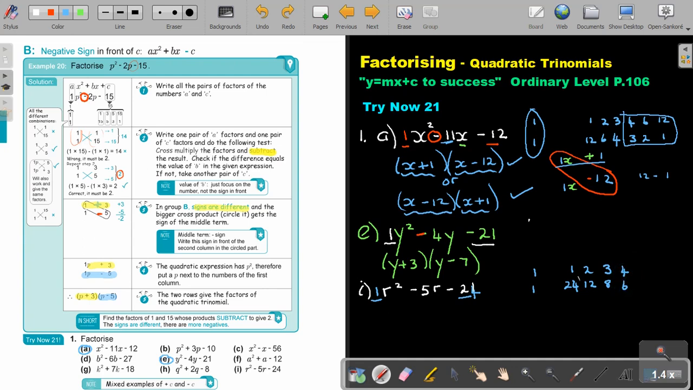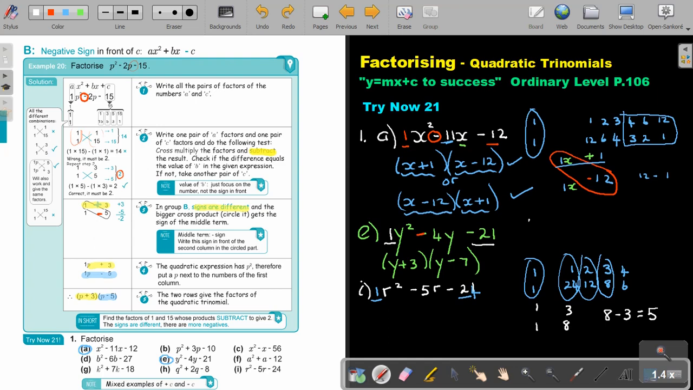Okay, again, you can actually just check it like this. This is 24 minus 1, that's 23. This is 12 minus 2, that's 10. And this is 8 minus 3, that's 5. Wow, so I already saw the combination. So it's 1 and 1, 3 and 8. Because this is 8 minus 3, and this is going to be 5.